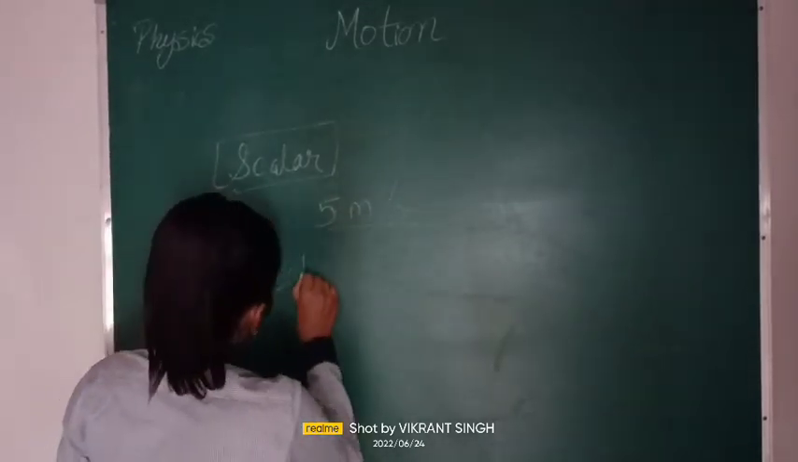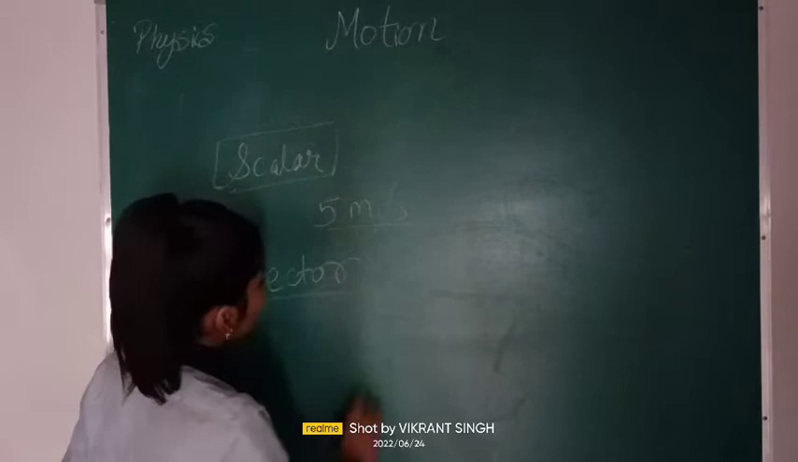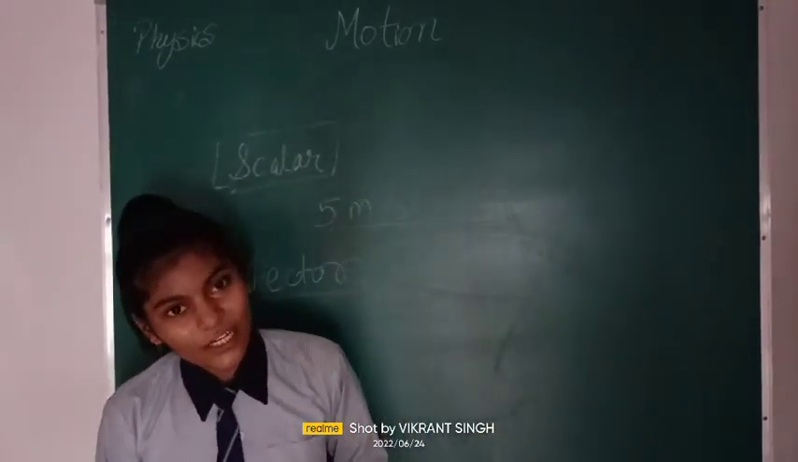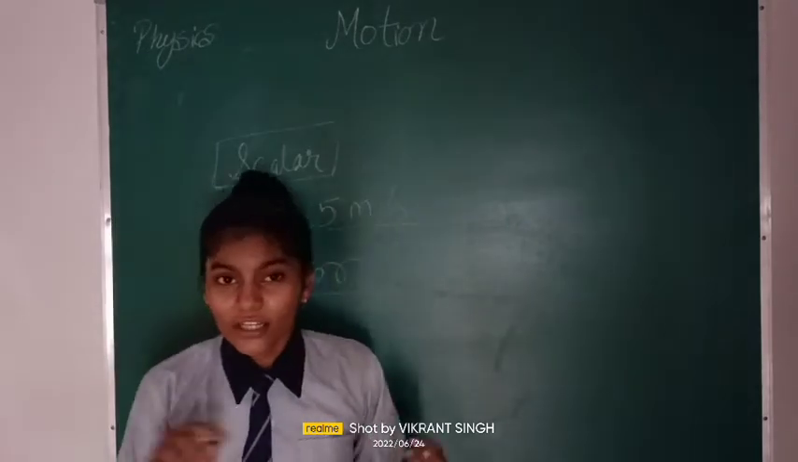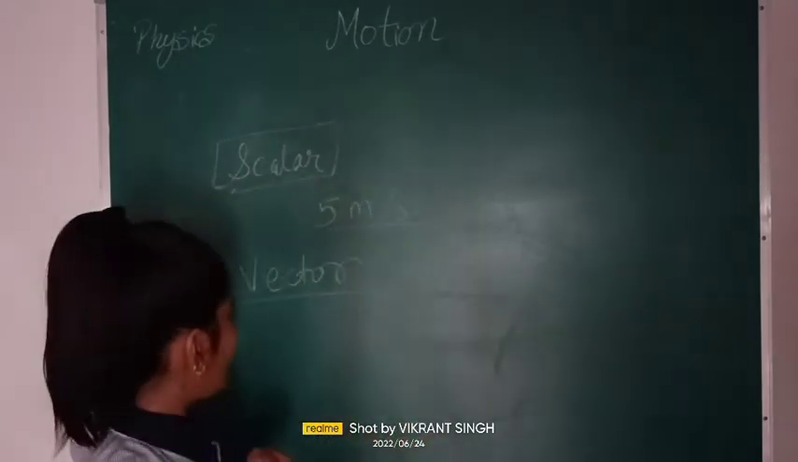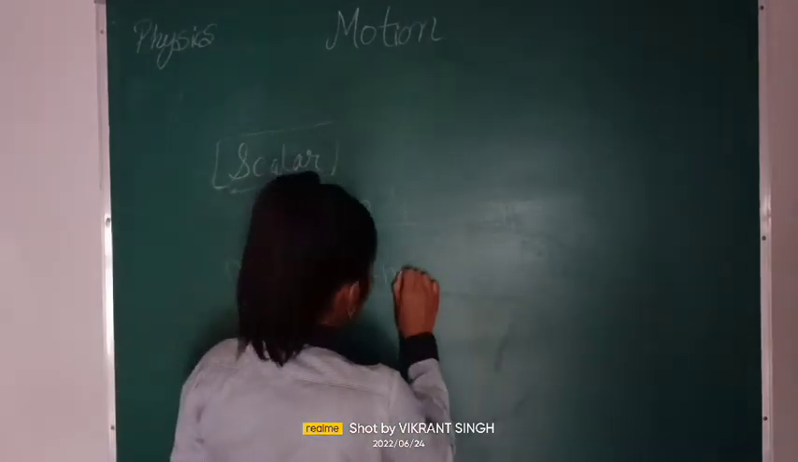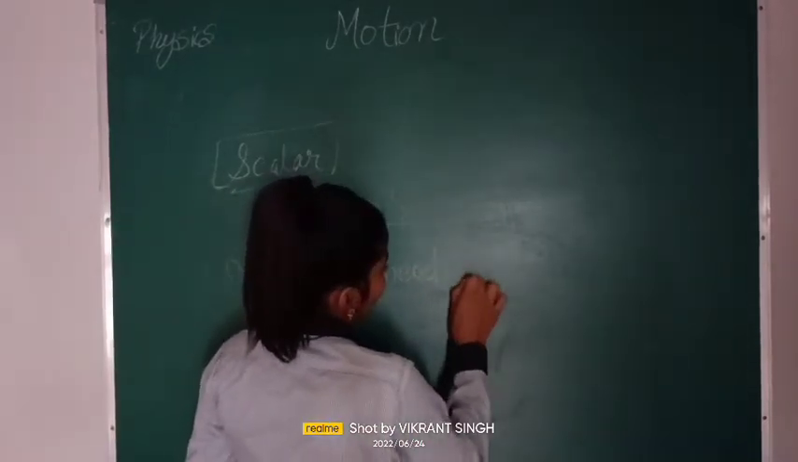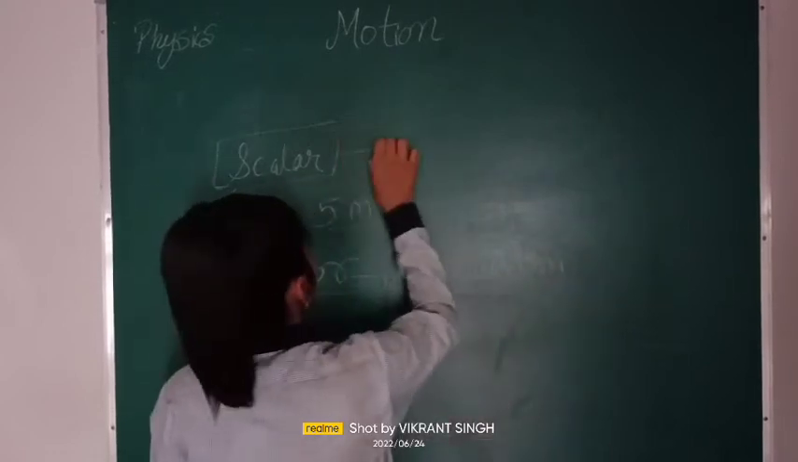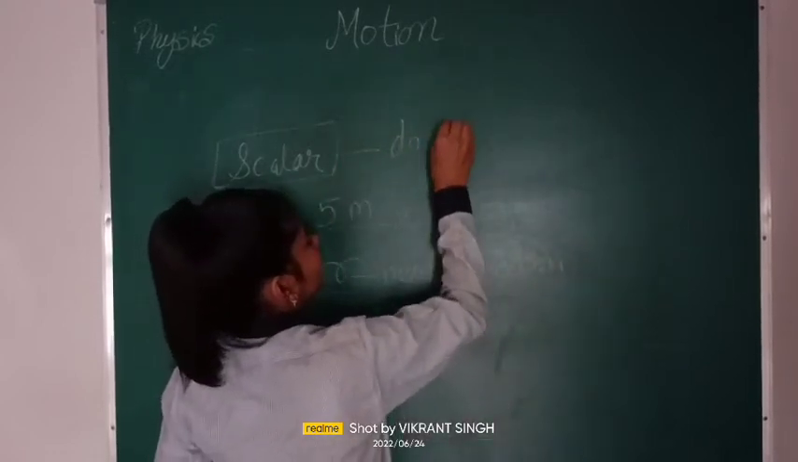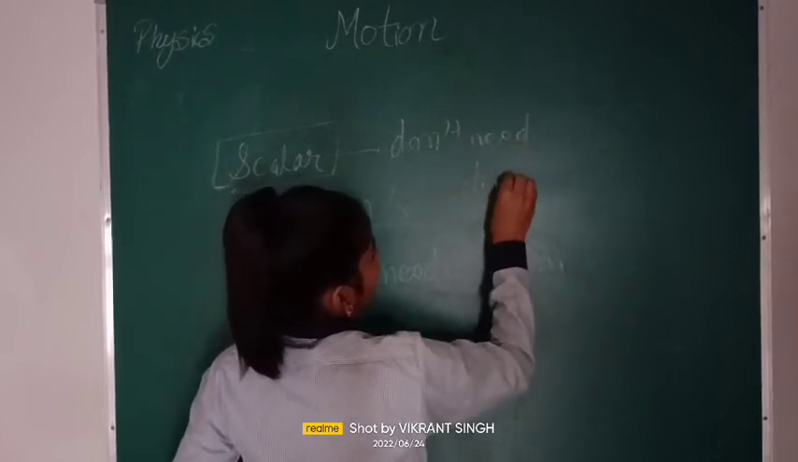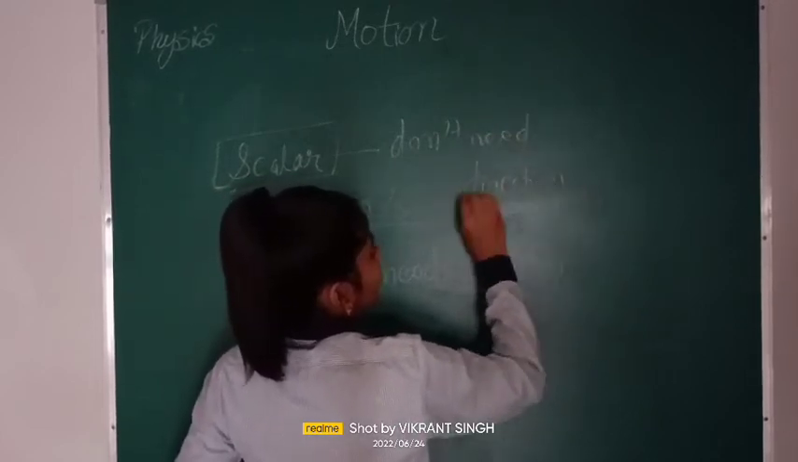The second type of quantity is vector quantities. So what are vector quantities? Those quantities which need magnitude obviously, but they also need direction. We will talk about the examples. So they need direction, and these don't need direction. This is the main difference.